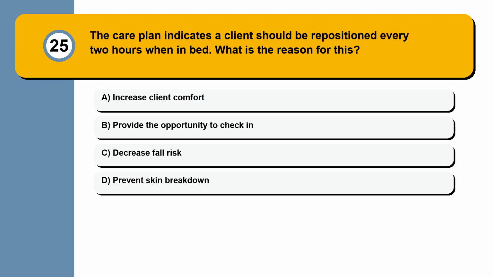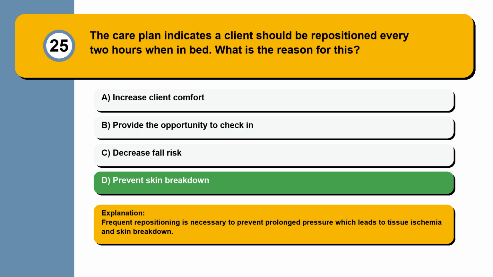Question 25. The care plan indicates a client should be repositioned every 2 hours when in bed. What is the reason for this? Increase client comfort. Provide the opportunity to check in. Decrease fall risk. Prevent skin breakdown. Frequent repositioning is necessary to prevent prolonged pressure, which leads to tissue ischemia and skin breakdown.